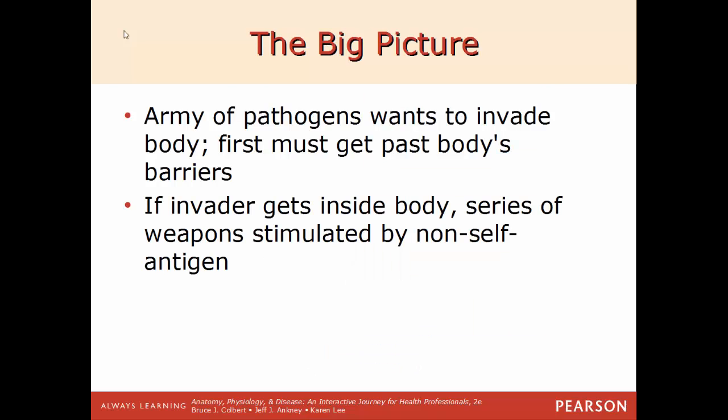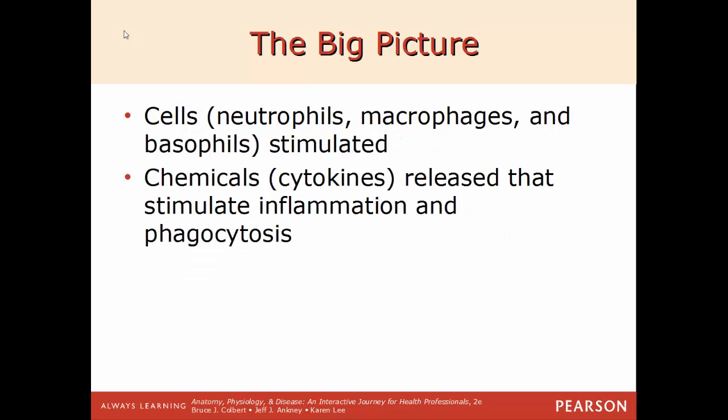Alright, so here is the big picture when it comes to the immune system. There's an army of pathogens who want to get inside your body and make you sick. In order to do that, they must get past the first line of defense, the first barriers. If the invader gets inside your body, there's a series of weapons that are stimulated because that pathogen is a foreign particle. It's not of your own body. A variety of cells, including neutrophils, macrophages, and basophils, become stimulated. Certain chemicals are released, cytokines, that will stimulate the inflammation and the phagocytosis.